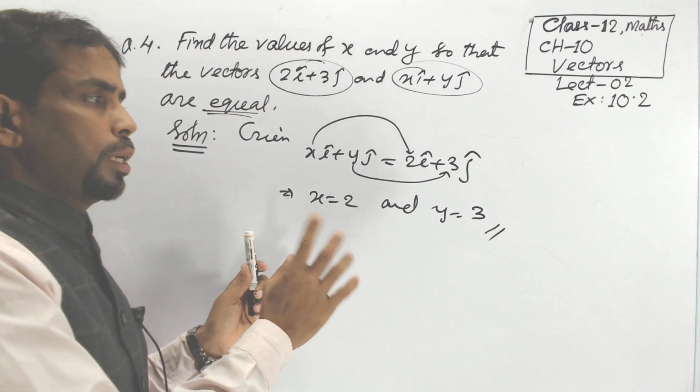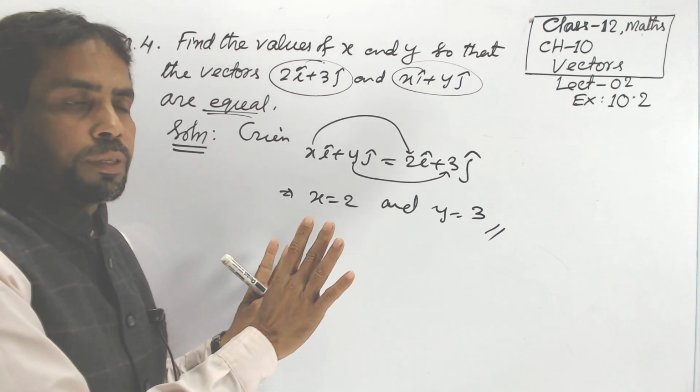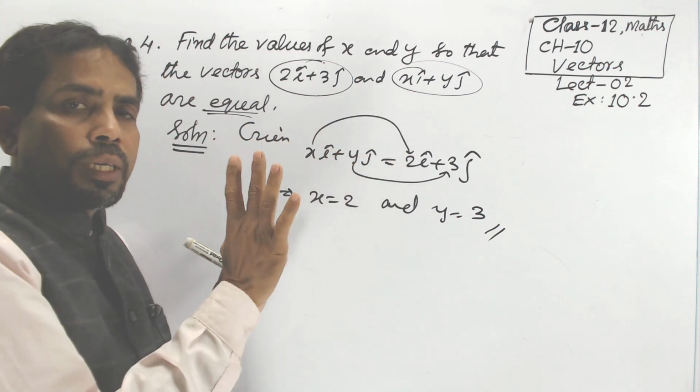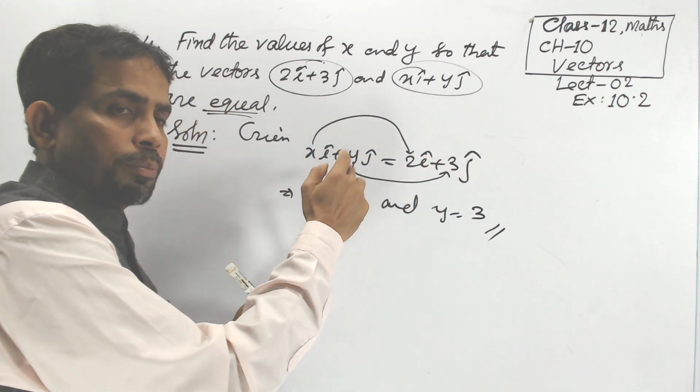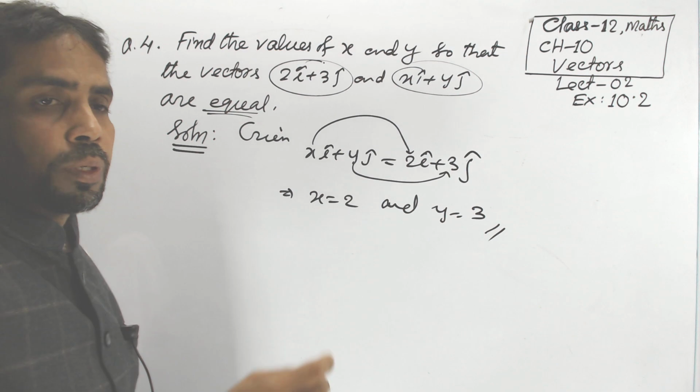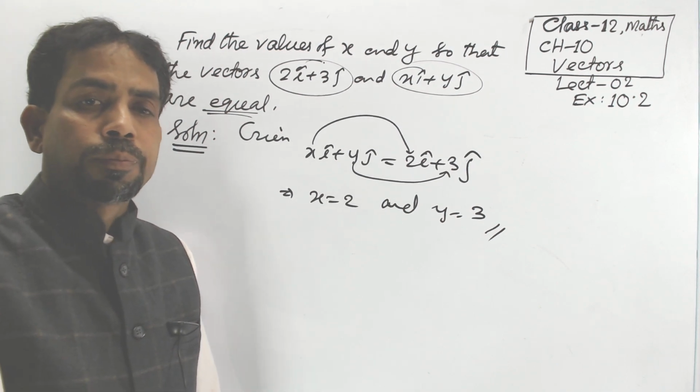Whenever two vectors are equal, remember their corresponding coefficients must be equal. Coefficient of i equal to coefficient of i, coefficient of j equal to coefficient of j, and maybe there may be k also, corresponding coefficients must be equal.